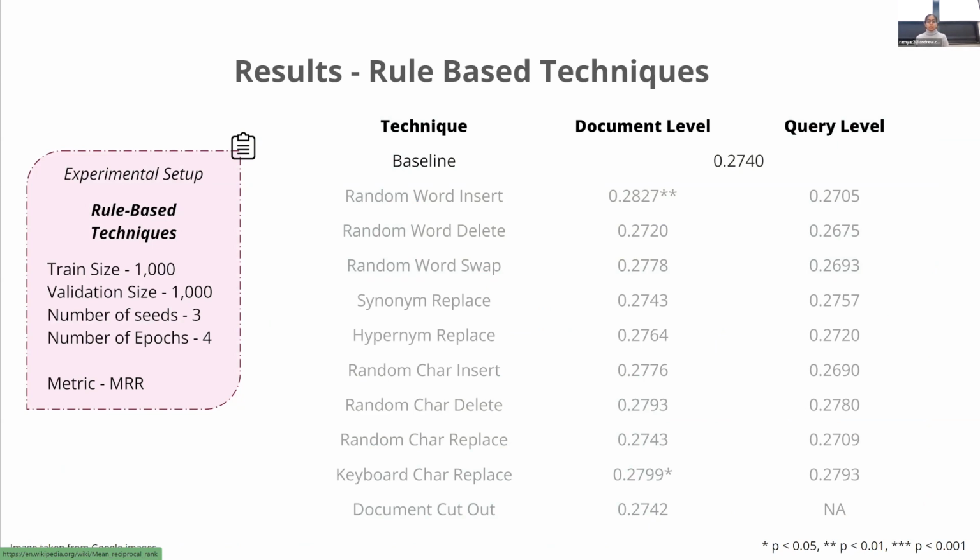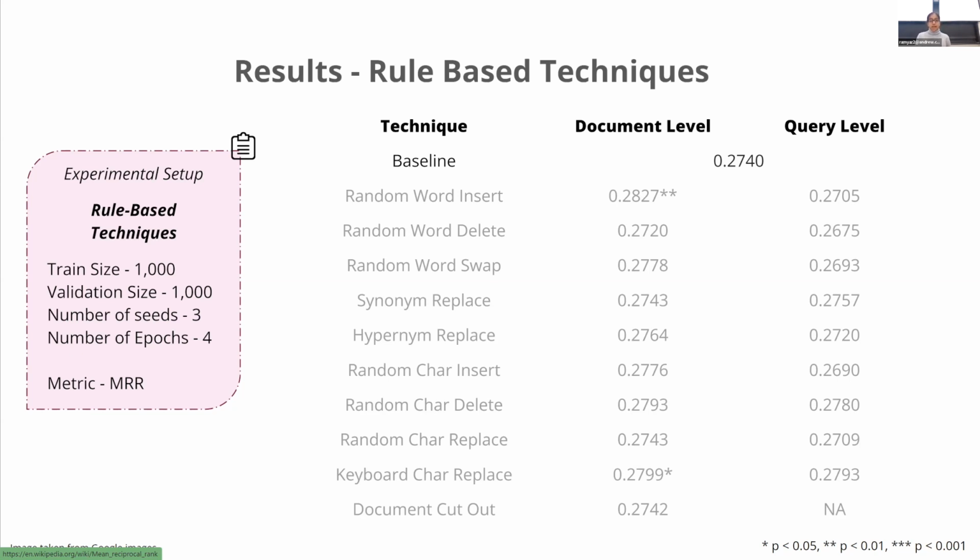Over here, we've also measured the significance of the results using a two-tailed t-test. The significance asterisk marks are denoted as follows. 1 asterisk mark indicates a p-value less than 0.05, 2 asterisks indicate a p-value less than 0.01, and 3 asterisks indicate a p-value of less than 0.001.